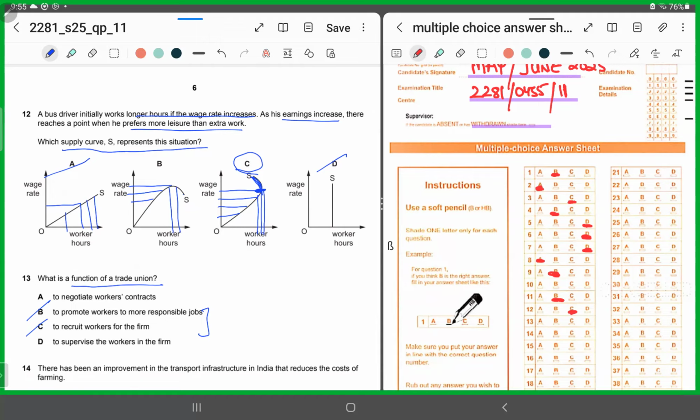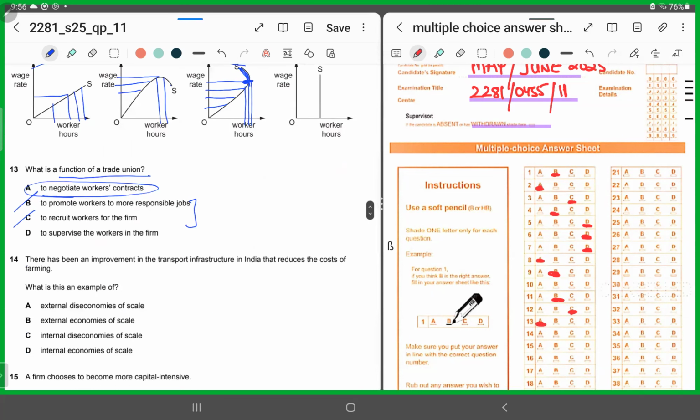Trade unions are responsible for the bargaining power of employees. They protect workers' interests, right? And they provide them job security and negotiate on behalf of their members in the form of holidays and promotions, right? So they negotiate workers' contracts. So for 13, it has to be A.